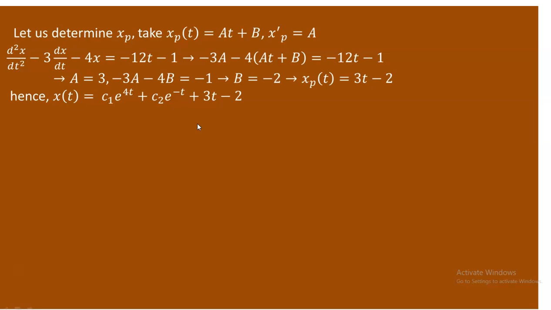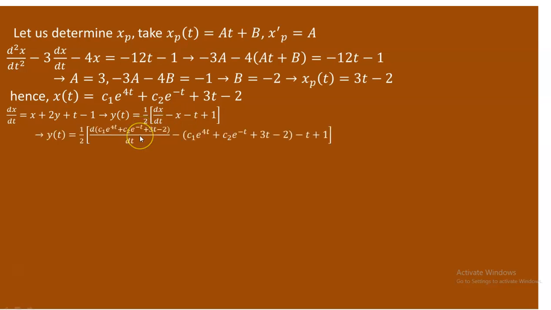In order to determine what y of t is, just use the substitution technique. We knew that dx by dt is given by this one in the first system of equations. So your y of t from this directly is 1 over 2, dx over dt minus x minus t plus 1. Here clearly, students, we can take the derivative of the obtained x expression with respect to t, minus your x directly here. So your y of t can easily be obtained in such a way.